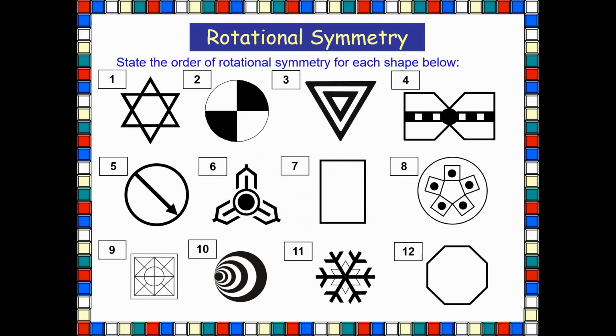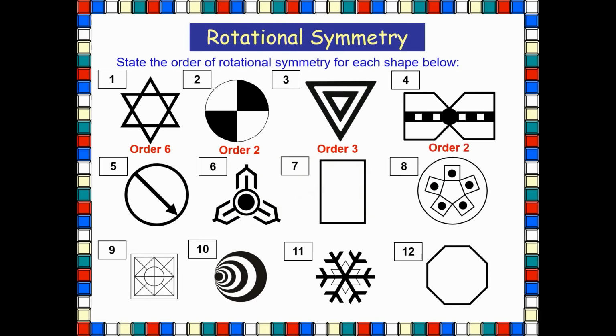Now I have several shapes here. For example, number 1, the six pointed figure. Of course, it has order 6. Question 2, that circle with 2 of its quarters black and 2 of its quarters white. It has order 2. This triangle in triangle, question 3, since they are equilateral triangles, it has an order 3. This question 4, it has order 2.